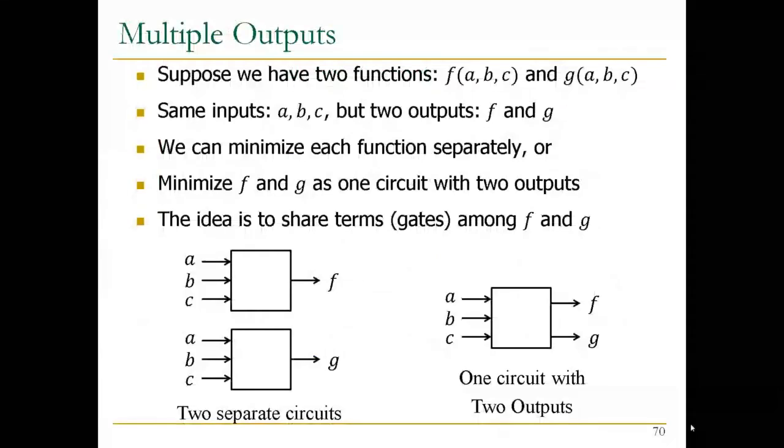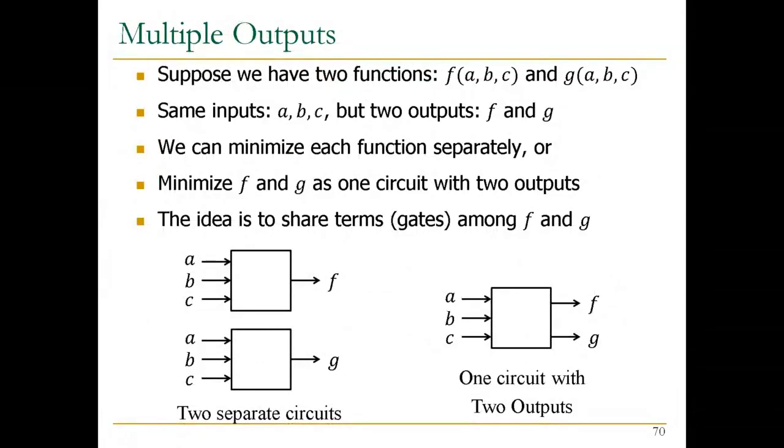Now, multiple outputs. Suppose we have two functions. Can you see here? The first function, f, is a function of three inputs, a, b, and c. And g is also a function of three inputs, a, b, and c. So in this case, there are two separate circuits. And in the other case, we have one circuit with two outputs, and now it's a combined circuit.